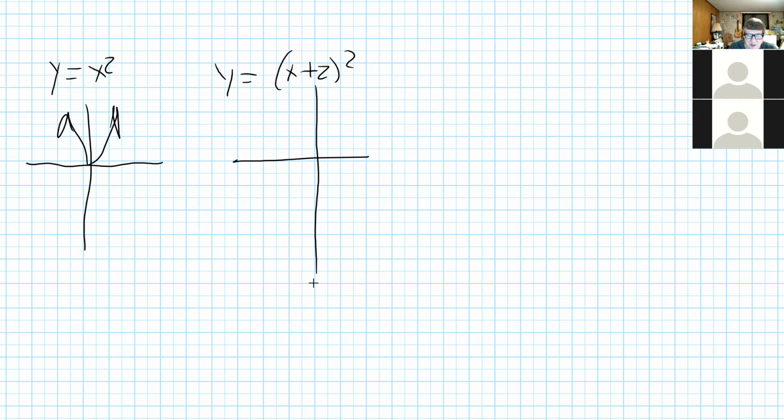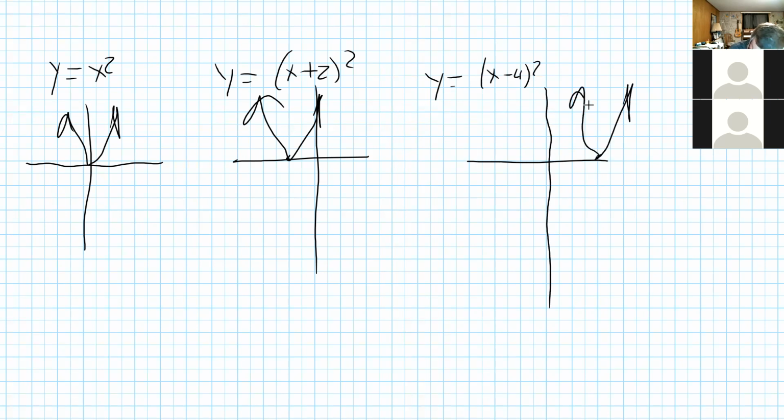Remember, if it's on the inside, inverse, it goes 2 units to the left. Oh, yeah, that's right. I forgot. Okay. And y equals (x minus 4) squared would go, what, 4 units to the right?